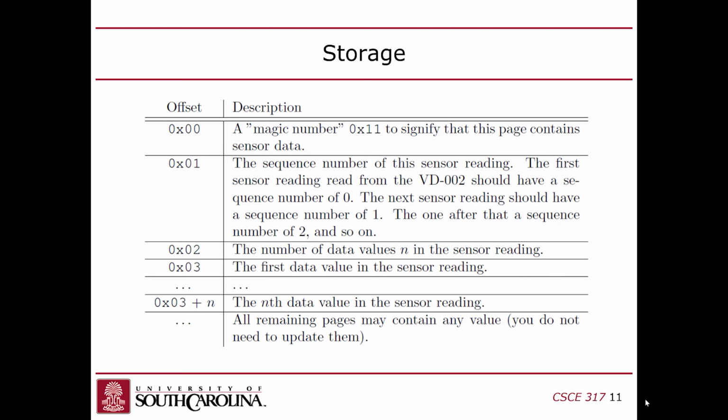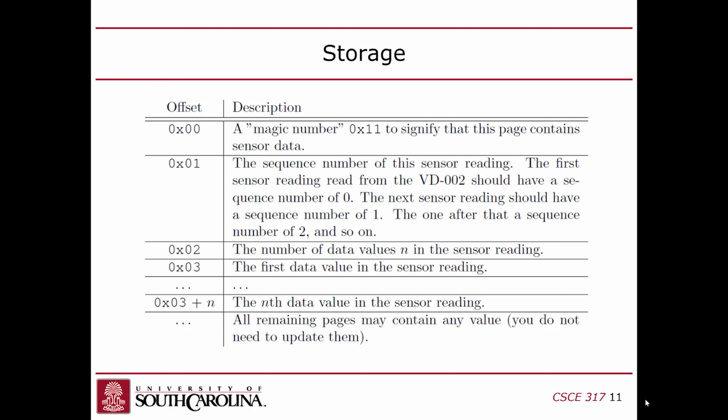The second byte is a sequence number, which is which sensor reading. It's basically just the page number is stored in there. So the first page you store, first sensor reading you store is 0, and then 1, and so on. The third byte is the number of data values, which is the number of bytes that you read from the sensor.